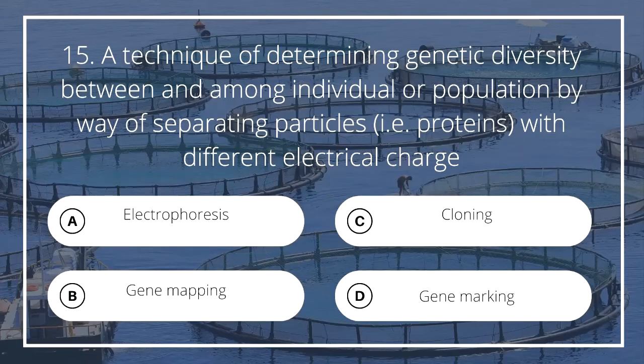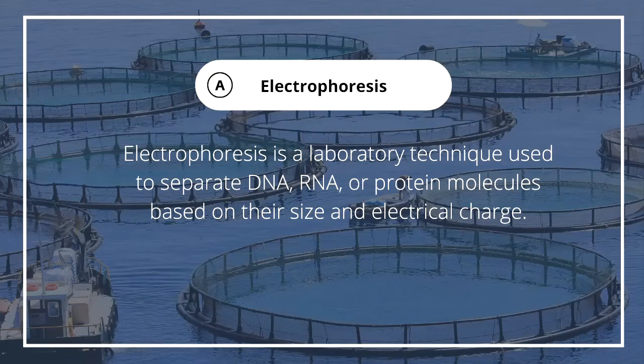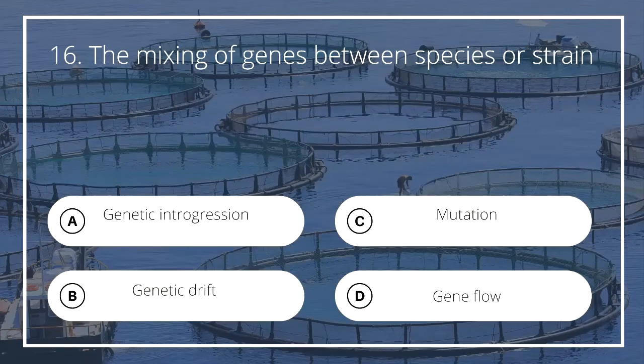Number 15. A technique of determining genetic diversity between and among individuals or populations by way of separating particles. An example of this is proteins with different electrical charge. A. Electrophoresis. B. Gene mapping. C. Cloning. D. Gene marking. Answer: A. Electrophoresis. Electrophoresis is a laboratory technique used to separate DNA, RNA, or protein molecules based on their size and electrical charge.